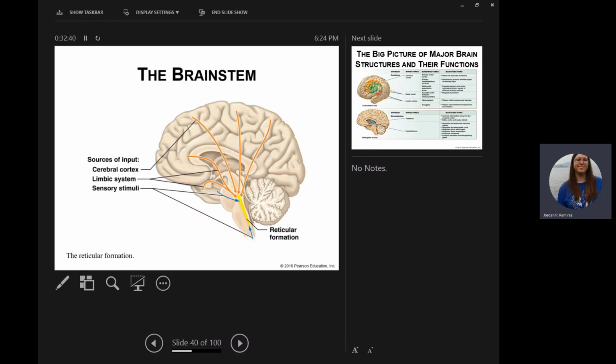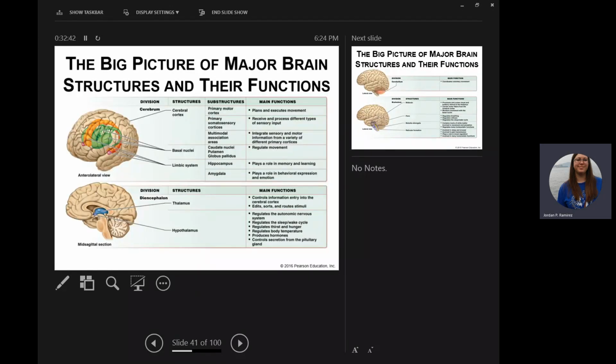All that information. Okay. All right. So if you are just kind of blown by all of that information, these slides are really good. They give a summary. Kind of like a summary. It talks about the 4 different divisions. There's 2 on this first one. And then it talks about the structures within that and the substructures within those and their functions.